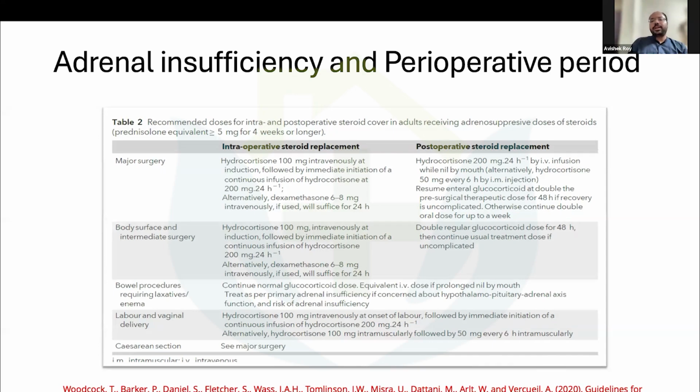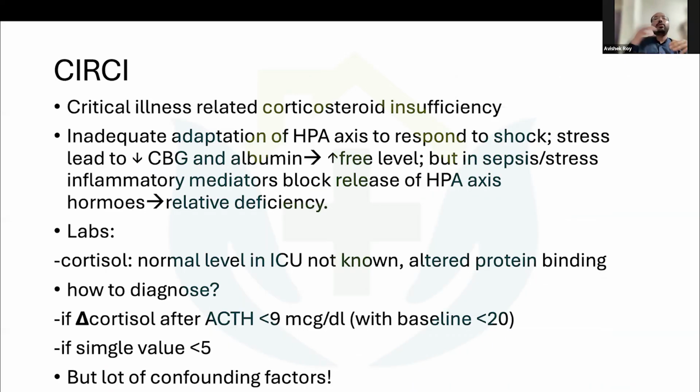Now this is outside of critical care purview, but you have to remember because many patients who have taken steroids for a longer time are shifted to your ICU. If you switch off the steroid just like that, they will end up in a high Addisonian crisis and they will have coma. Now, this is the most important entity that you want to know about, that is CIRCI. CIRCI stands for critical illness related corticosteroid insufficiency. So what happens is, in critically ill patients there is a dysfunctional or insufficient functioning of the hypothalamo-pituitary axis.